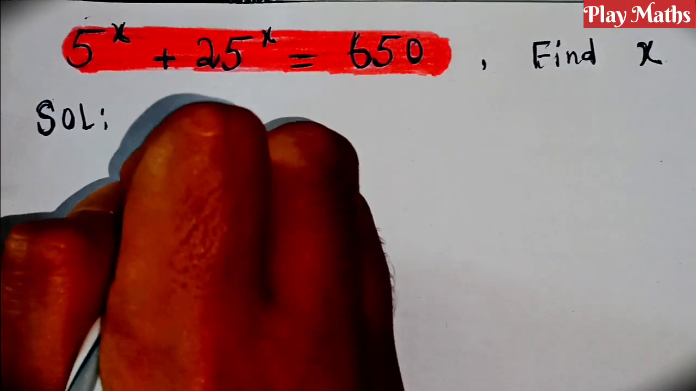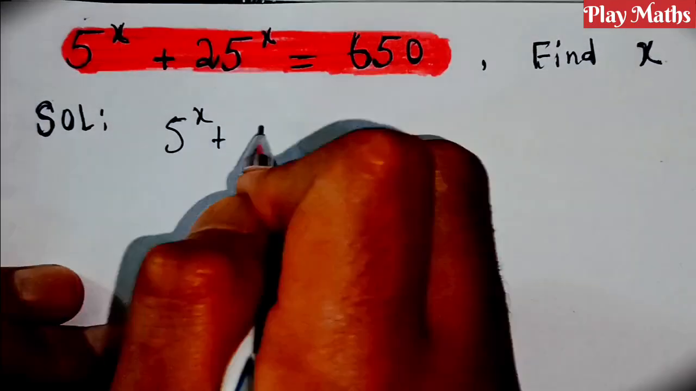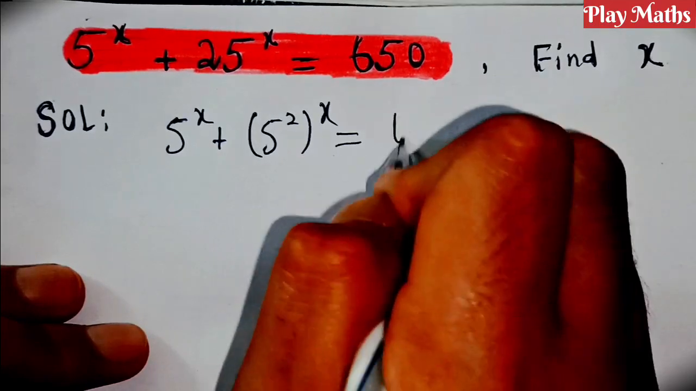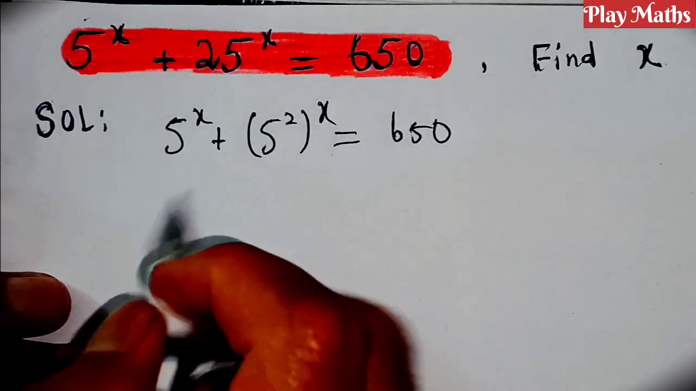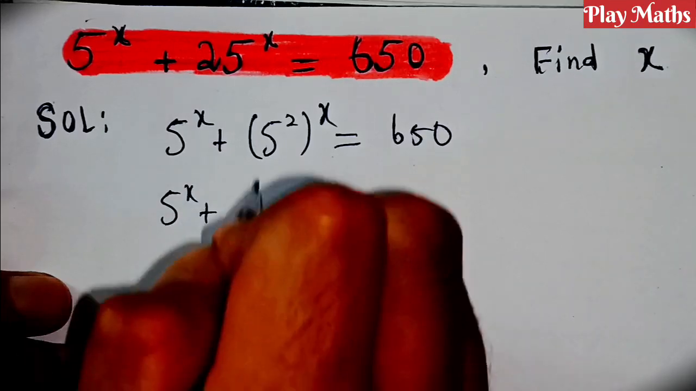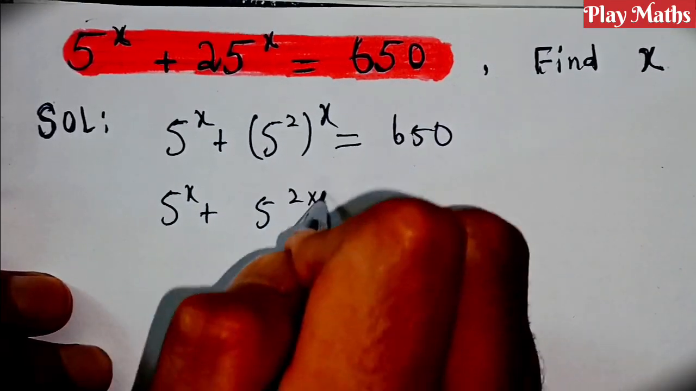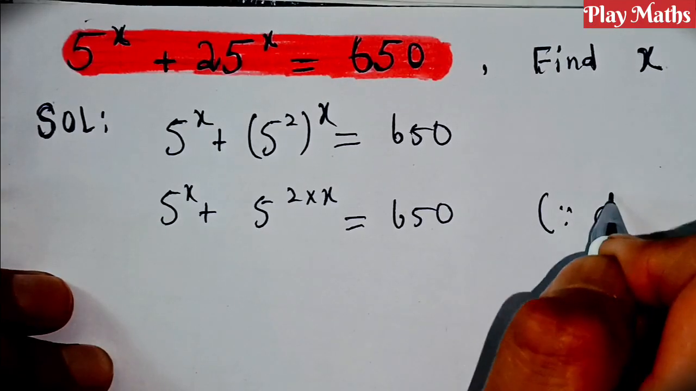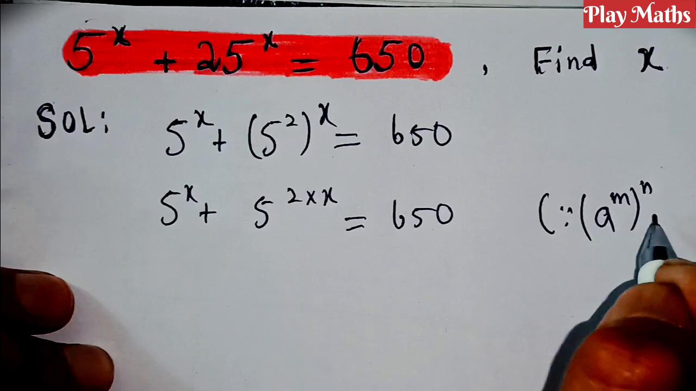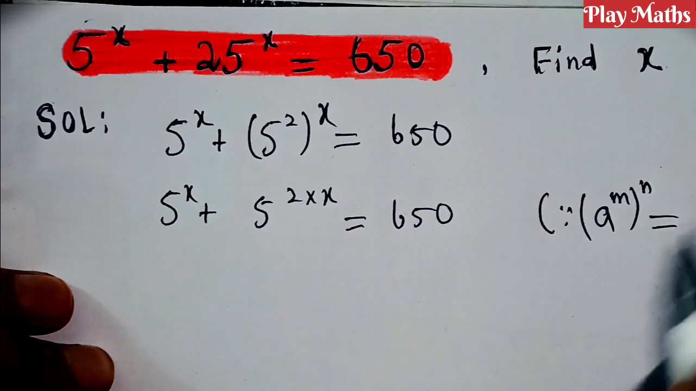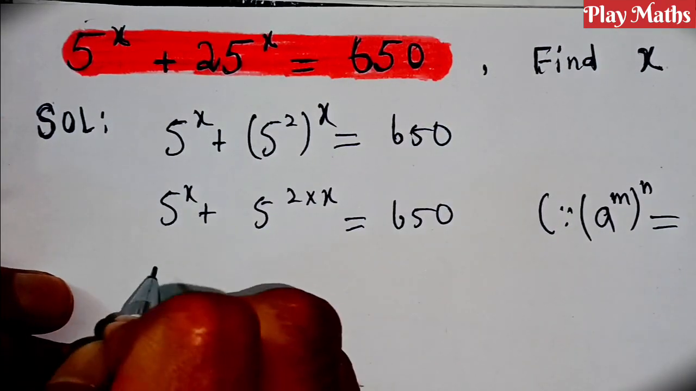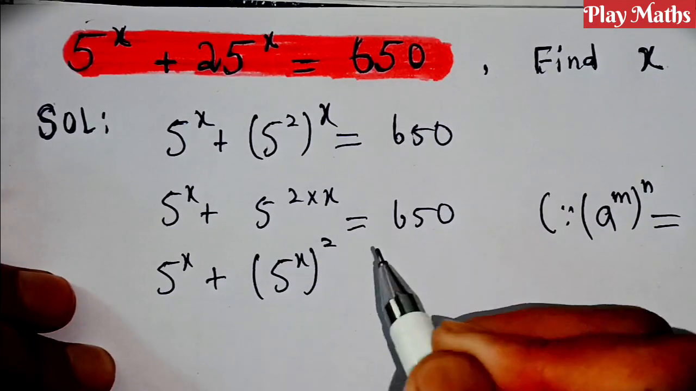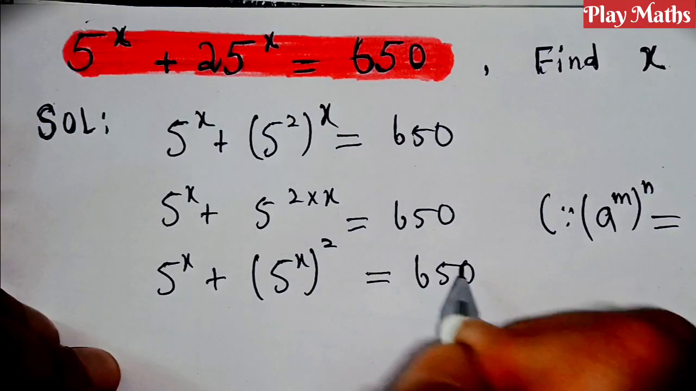Here we can write 5^x + 25 as 5^(x+2) = 650. Now here 5^(x+2) can be written as 5^x into 5^2 = 650, because we know a^(m+n) = a^m into a^n. Now 5^x + 5^x square equal to 650.